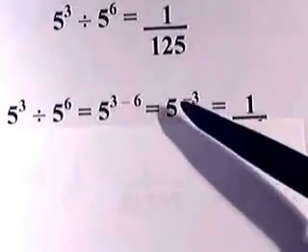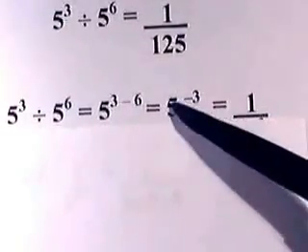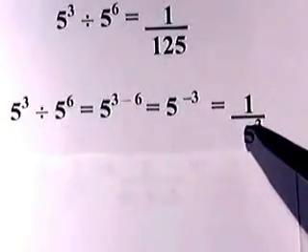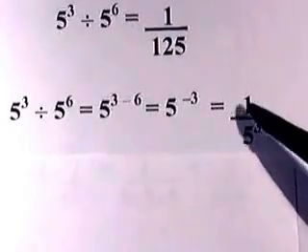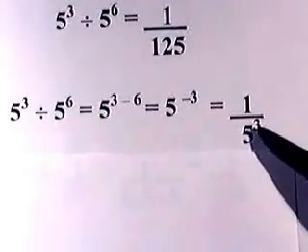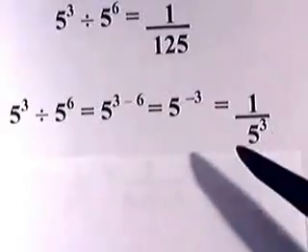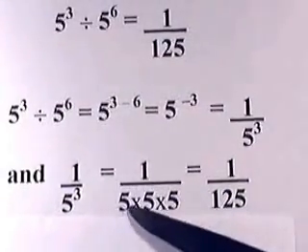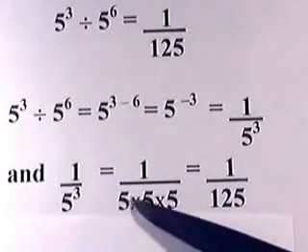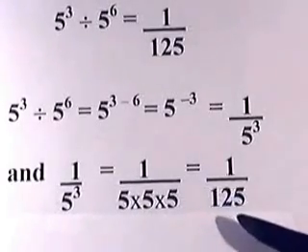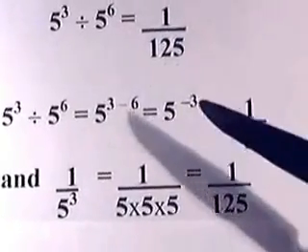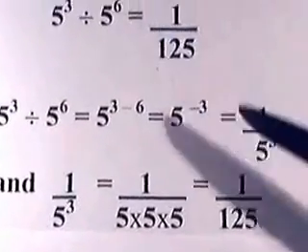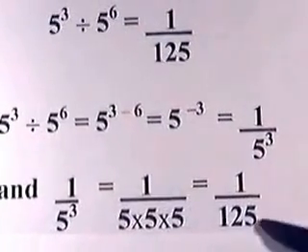Well, we've just shown that 5 raised to a negative power is exactly the same as 1 over 5 raised to the positive power, 1 over 5 to the plus 3. Well, 1 over 5 to the plus 3 is the same as 1 over 5 times 5 times 5. Well, 5 times 5 times 5 is exactly 125, and you have shown that 5 to the power 3 divided by 5 to the power 6 is that fraction, 1/125th. There it is.